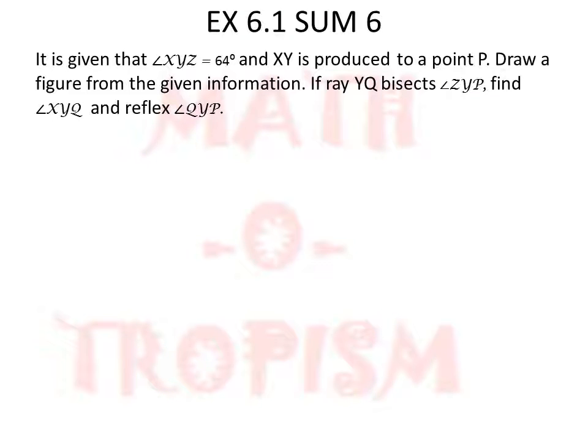So what do we need to do? First we need to draw a diagram with the given information. So what is given? Angle XYZ is 64 degrees. So we will draw a normal angle with two arms YX and YZ which are at an angle of 64 degrees from each other. Next they are saying XY is produced to a point P.